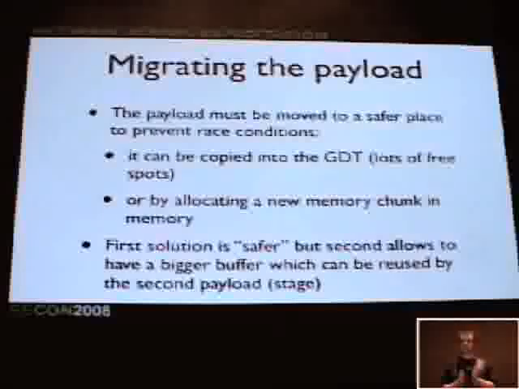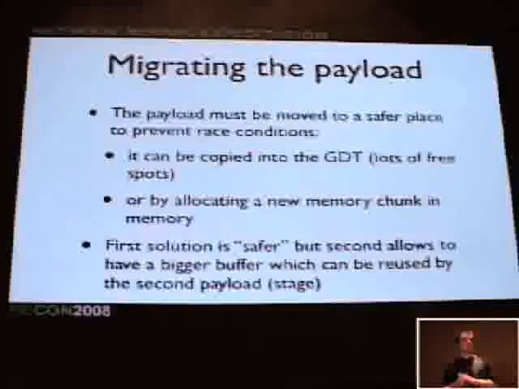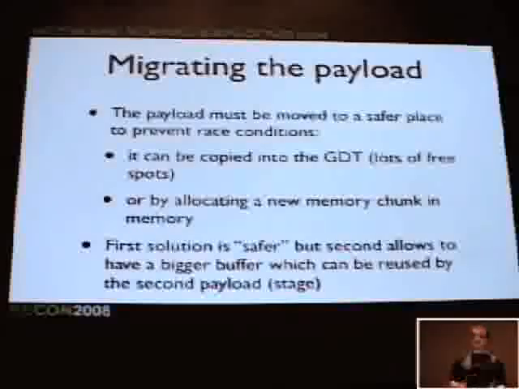To do that, there are two main techniques. The first technique consists of copying the payload to the GDT, because in Netware there are lots of free spots in the GDT. Another solution is to allocate new memory and copy the payload into that memory. I used the second one, not because it's safer, but because it will make everything smaller, especially to receive the next stage.